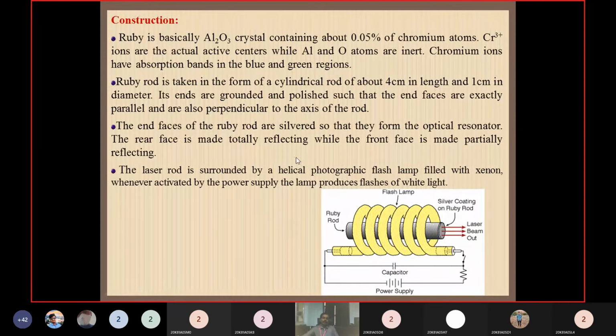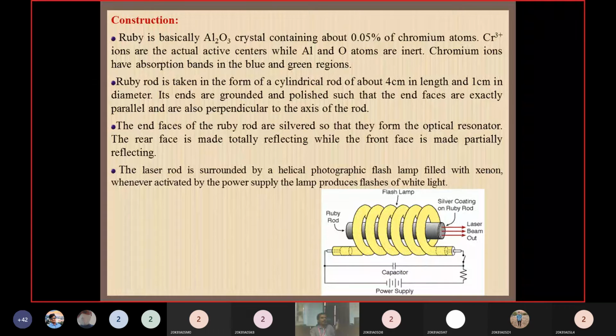The end faces of the ruby rod are silvered. Already it is polished, and it is silvered also. So that polished surface is silvered. Silvered means light is not emitted out. If you make the silver coating, light is not emitted out from those ends.